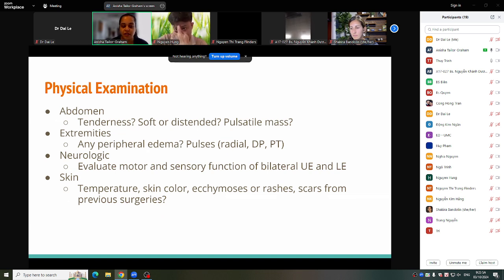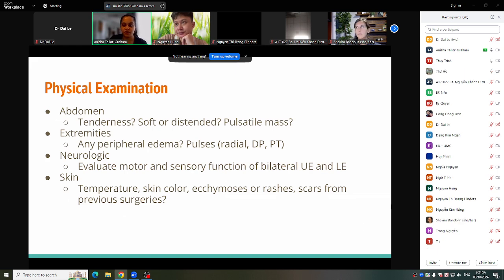And then the neurologic exam is important as well in chest pain, especially if you're concerned for an aortic dissection. So you want to evaluate both the motor function of the upper and lower extremities as well as their sensation. And then finally, looking at the skin, looking at the temperature of the skin, the color, if there's any rashes or scars from previous surgeries, or any bruising that you're noting.